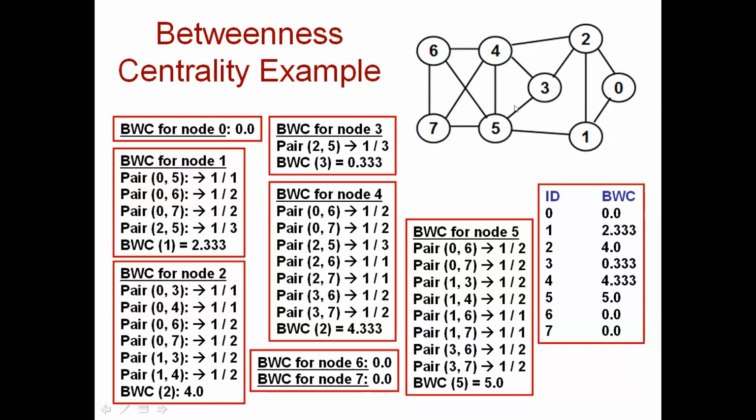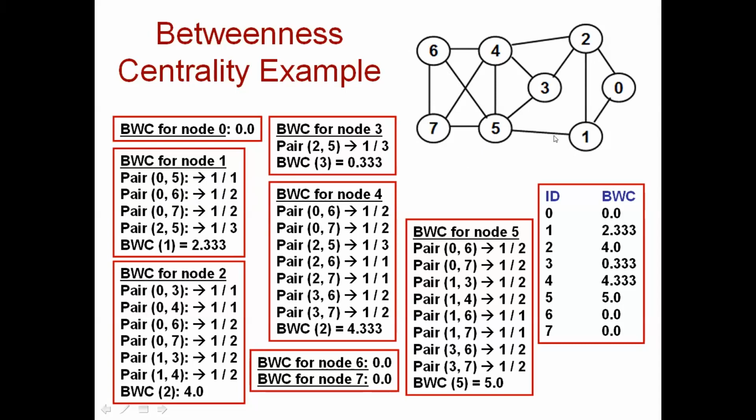Betweenness for node 1. Node 1 is here. We are going to find what pairs of vertices need to go through node 1 for shortest path communication. Node 0 is over here, and 0 to 5 need to go through it. There's only one shortest path between 0 and 5, of length 2, and that path goes through node 1. So one of the shortest paths goes through node 1, and that's the fraction. Then between 0 and 6, there are two shortest paths. One is 0, 2, 4, 6, and the other is 0, 1, 5, 6, each of length 3. And one of these two shortest paths goes through node 1.